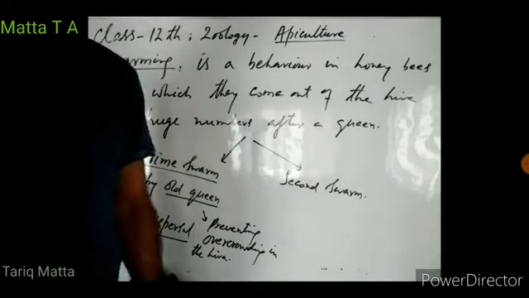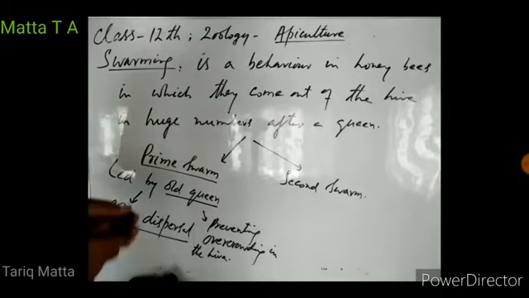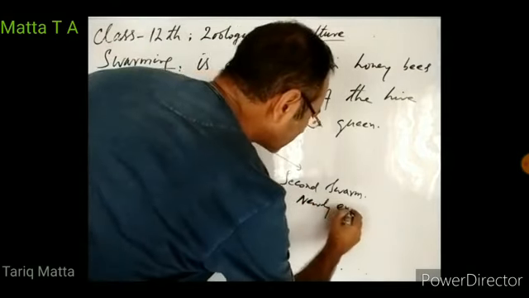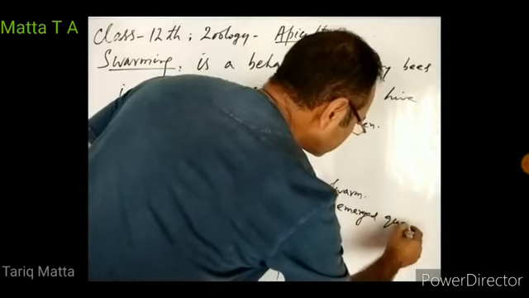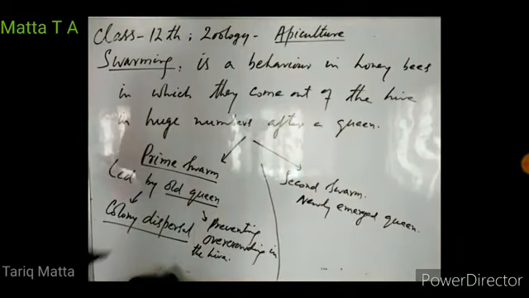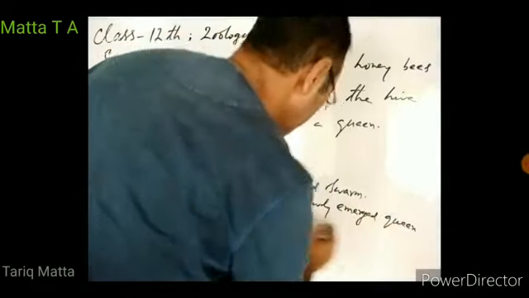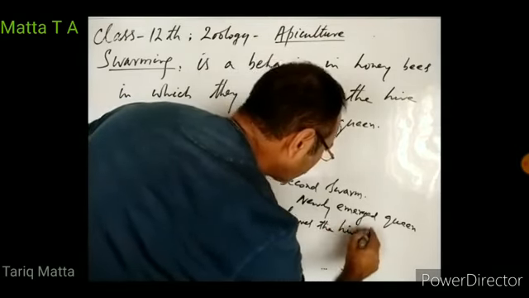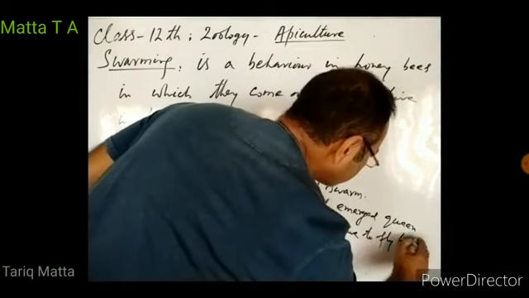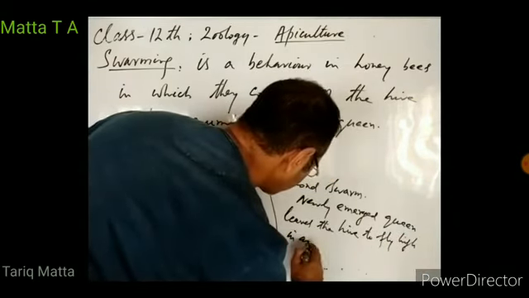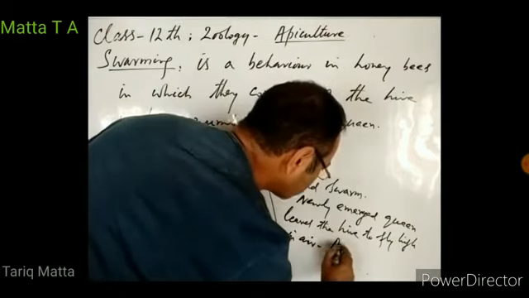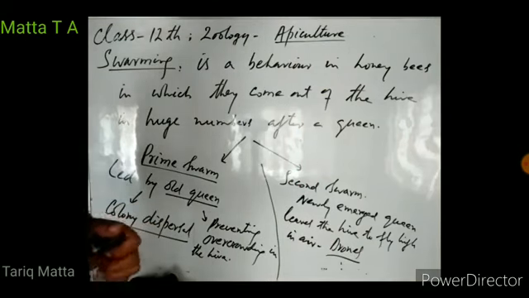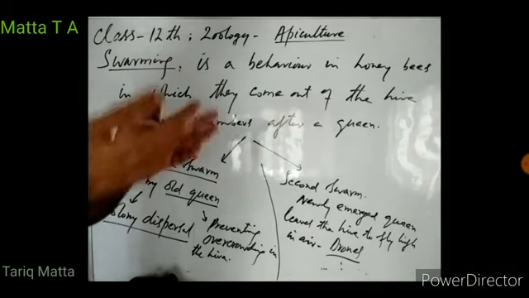What is second swarm? As the old queen flies away from the hive along with some workers, the newly emerged queen leaves the hive to fly high in the air, and she is followed by hundreds to thousands of drones. The queen flies very high in the air, followed by drones.